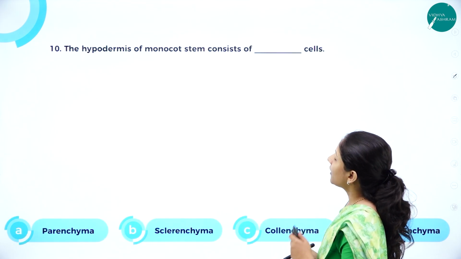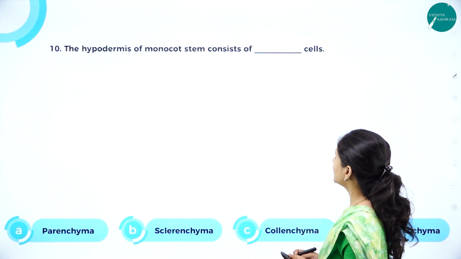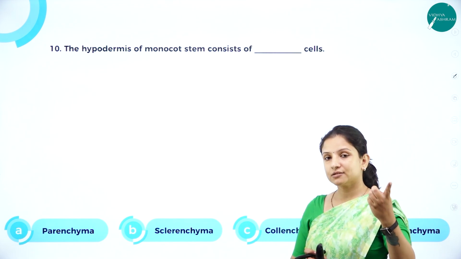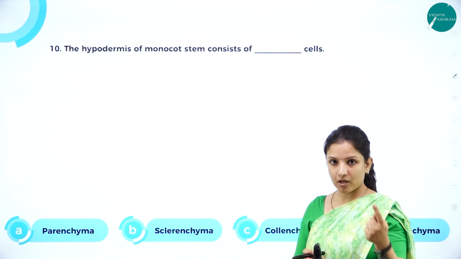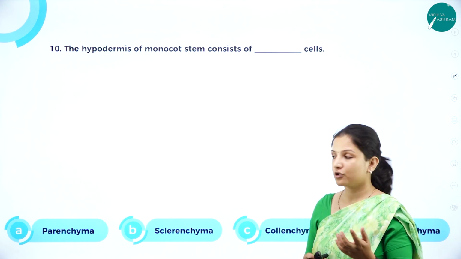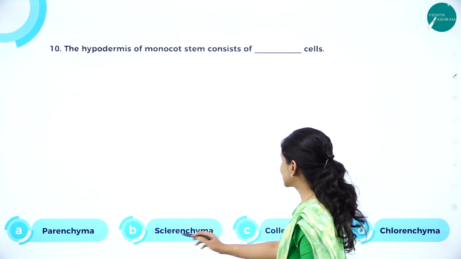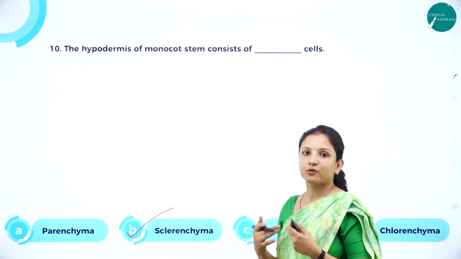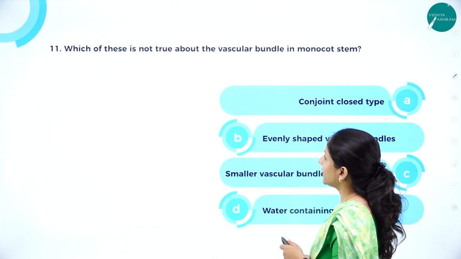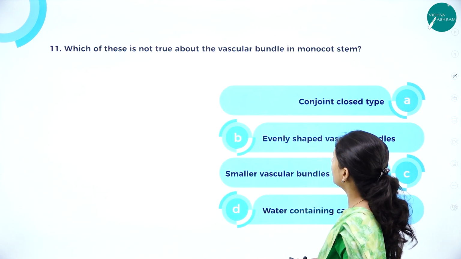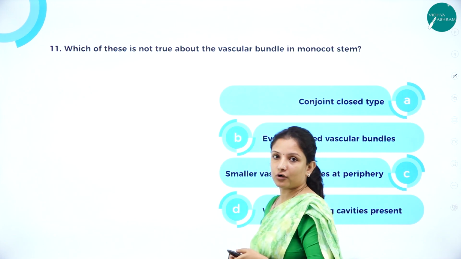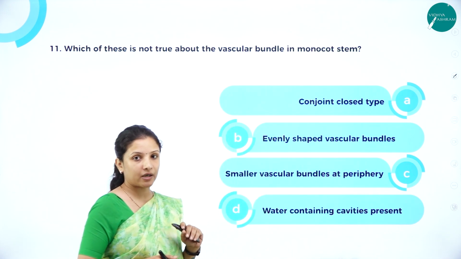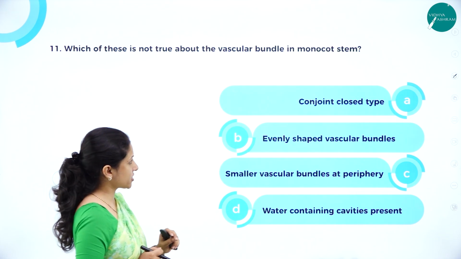So, next one. The hypodermis of monocot stem consists of. So, hypodermis of dicot stem consists of collenchyma. What about the hypodermis of monocot stem? It consists of sclerenchyma. So, it is made up of sclerenchyma cells which provide mechanical support. Next one, which of these is not true about the vascular bundle in monocot stem? Which statement is incorrect regarding the vascular bundle of monocot stem? That is what the question is.